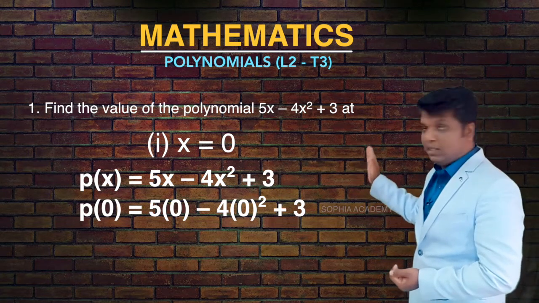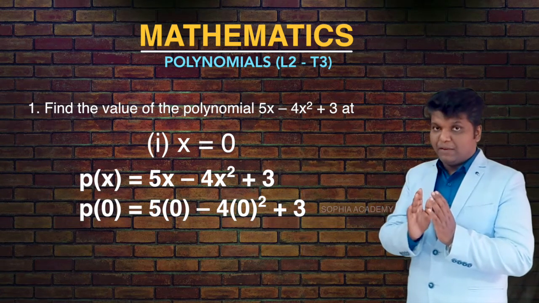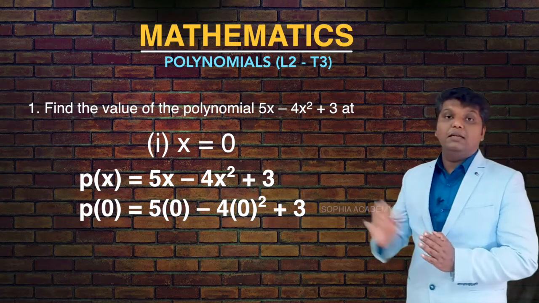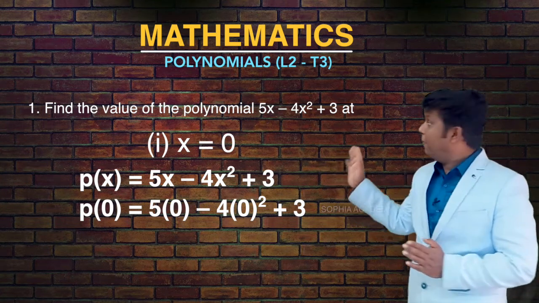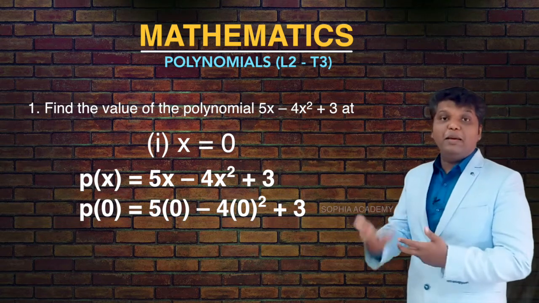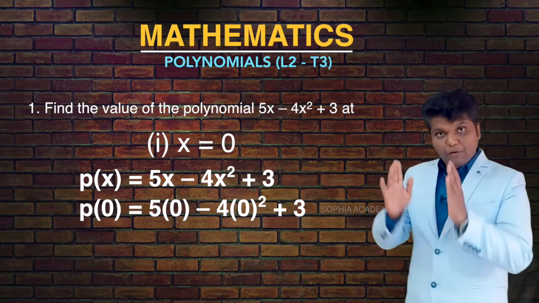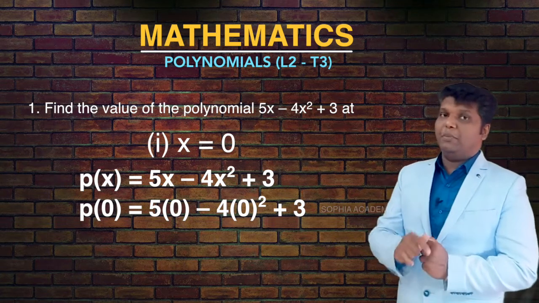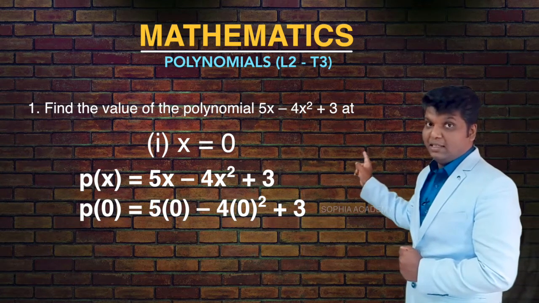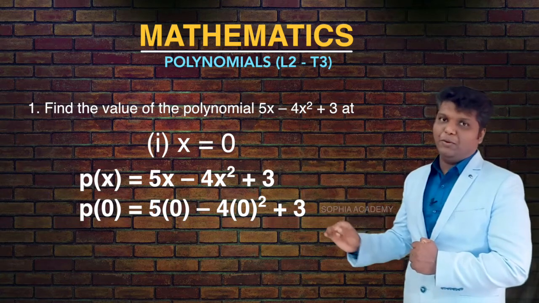So 5 into 0, that 0 will be kept within brackets because whenever you are substituting a value, it should be kept inside brackets. Or else if you forget to keep the value within brackets, what will happen? You yourself will read it as 50. 50 means 50. You will read it and you will make a mistake. So it should not happen. That's why I remind you, do not forget to keep the substituted value within brackets, okay? So 5 into 0, we will never read it as 5 bracket 0. The bracket is read as 5 multiplied by 0, okay?